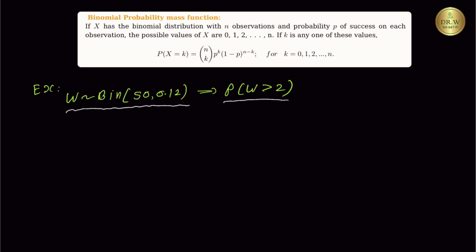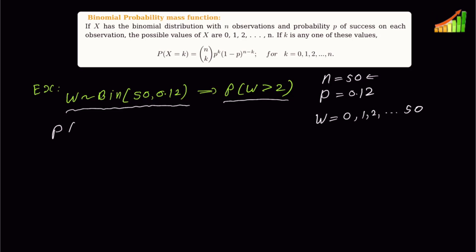First, let me write down the information we know here. N equal 50, success probability equal 0.12. Then what are the values of W? N equal 50, therefore W goes from 0 to 50. Now find the probability W greater than 2.